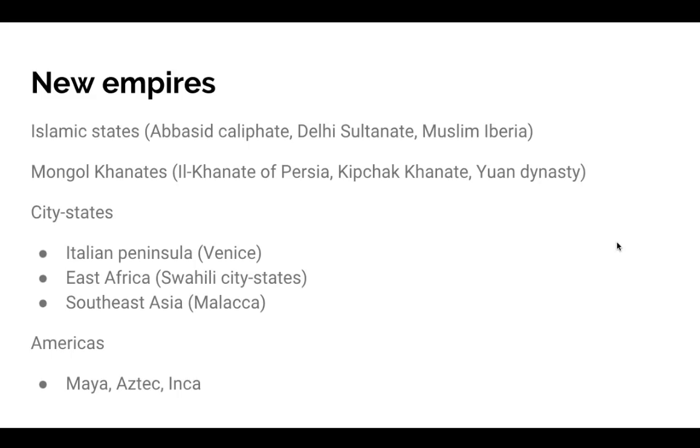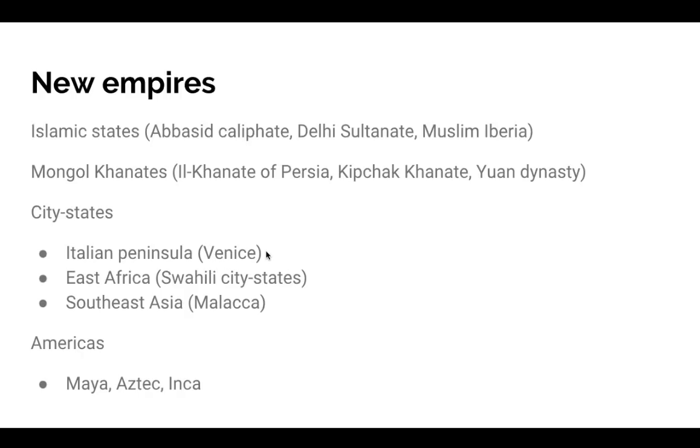So we also have new empires formed during this time period. After the development of Islam, we have the caliphates and also the Delhi Sultanate, which, remember, is in India. Muslim Iberia refers to Muslim or Islamic rule in Spain. We have the Mongol Khanates, which split up in the form of Persia, Russia, and China after the death of Genghis Khan.